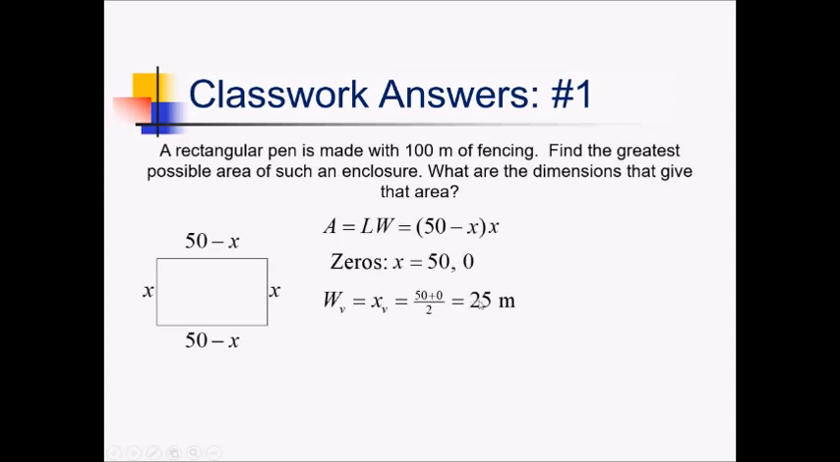So if we have a width of 25, that means we're going to have a length of 50 minus this x value, 50 minus 25, which is also 25 meters. So we want a 25 by 25 rectangular pen to get the most area. Now that most area is just going to be length times width. Our length was 25. Multiply that by our width of 25, and that's going to be 625 square meters.